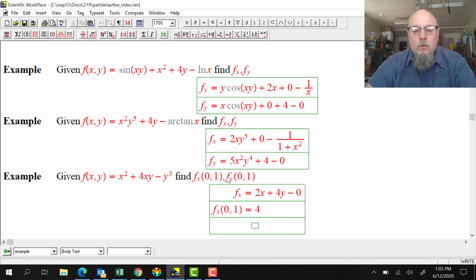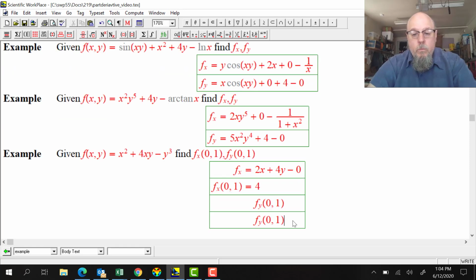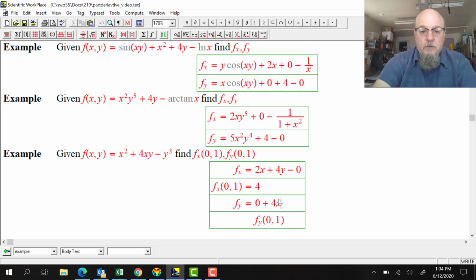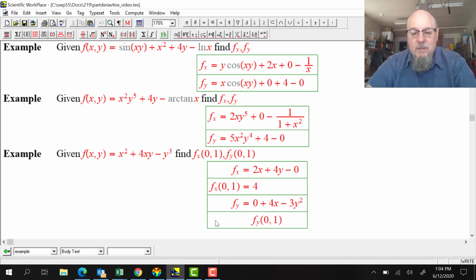All right, what about f sub y at 0, 1? Well, the process will be the same. I need first to get the derivative formula. So I'm differentiating this with respect to y. X is a constant. If x is a constant, then x squared is a constant. That'll be 4x. Nope, not there. Here. Minus 3y squared. And now I want the number when x is equal to 0 and y is equal to 1. That's minus 3.